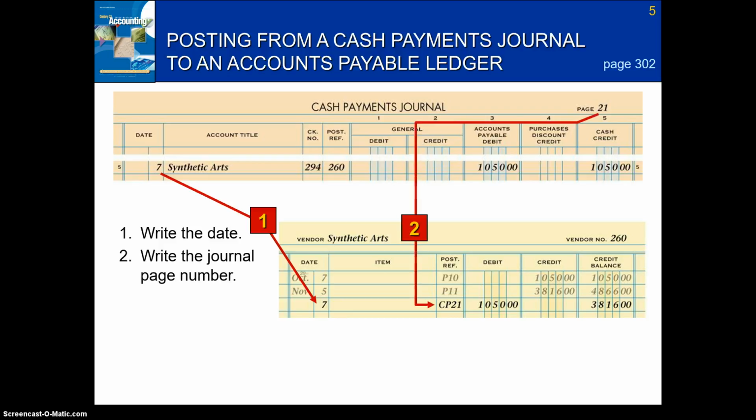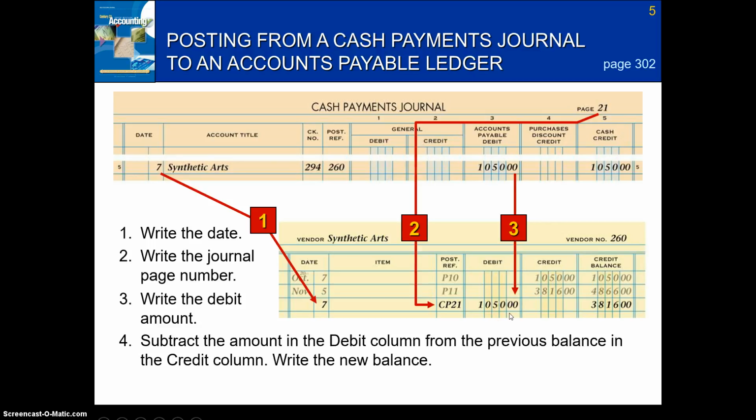Next, we're going to write the journal page number it came from. Because this is the cash payments journal, we're going to start it with CP, and it's page 21. We're going to write the debit amount. Remember, I said we're only looking at the accounts payable debit, which is this number here. We're going to bring it straight down to the debit column.